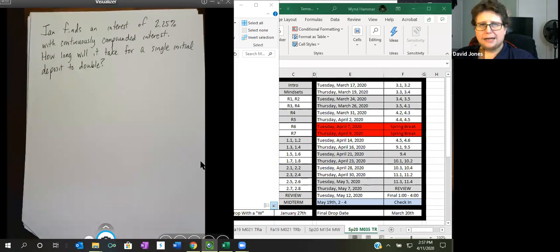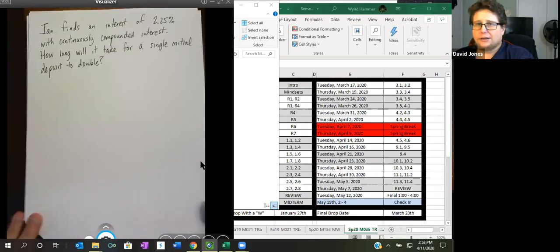So he just puts the money in the account. He doesn't touch it. How long will it take to double? Assuming the interest rate stays the same, it should. You tend to lock in interest rates when you put it into like a certificate of deposit or something like that.